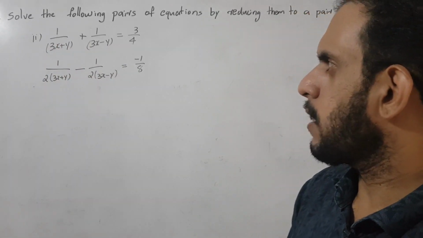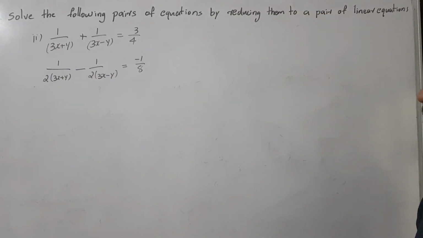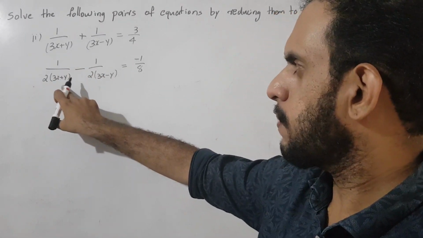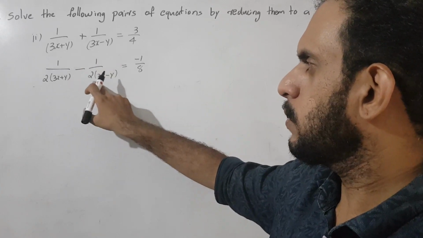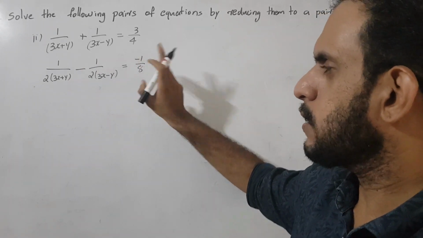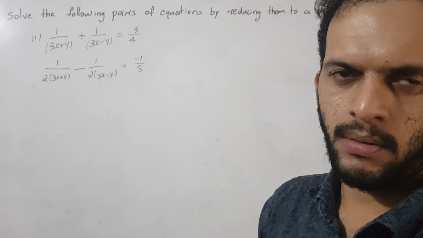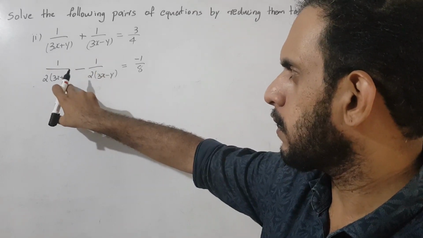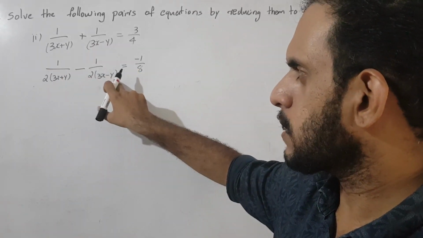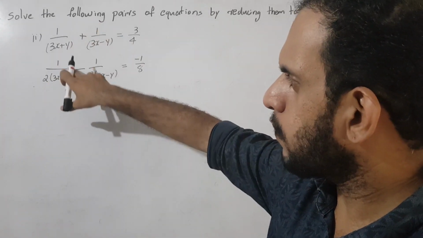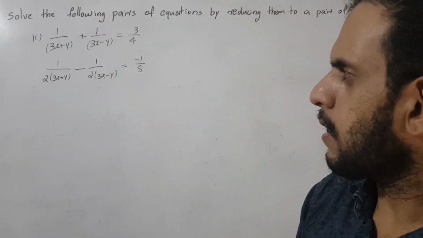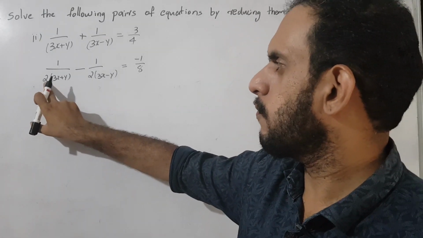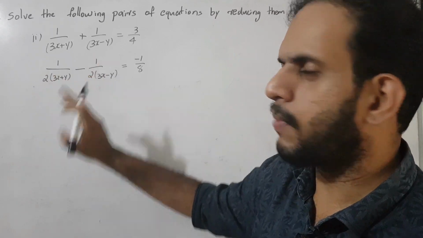1 by 3x plus y plus 1 by 3x minus y is equal to 3 by 4. 1 by 2 into 3x plus y minus 1 by 2 into 3x minus y is equal to minus 1 by 8. These are the equations, correct? So here the denominator 3x plus y is here, here also 3x plus y. 3x minus y, 3x minus y. So we choose the value of u and v as 1 by 3x plus y and 1 by 3x minus y. Okay, we have not included the 1 by 2 and 1 by 2 in the value of u and v.